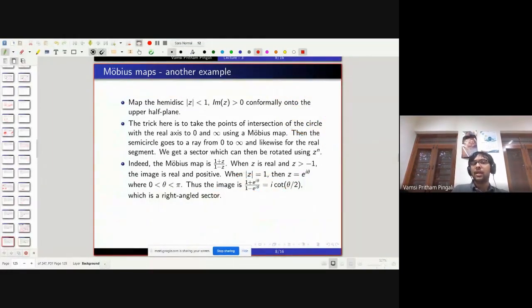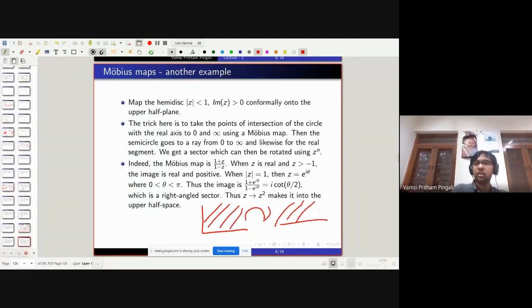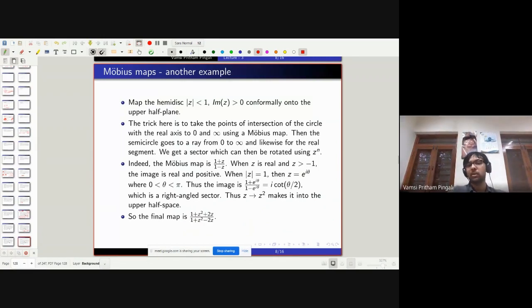It's a right-angled sector. So z goes to z squared takes this right-angled sector into the upper half plane, because it rotates this down here, it preserves this, so it goes to this. So in other words, the final map that we are looking at is 1 plus z over 1 minus z, squared.